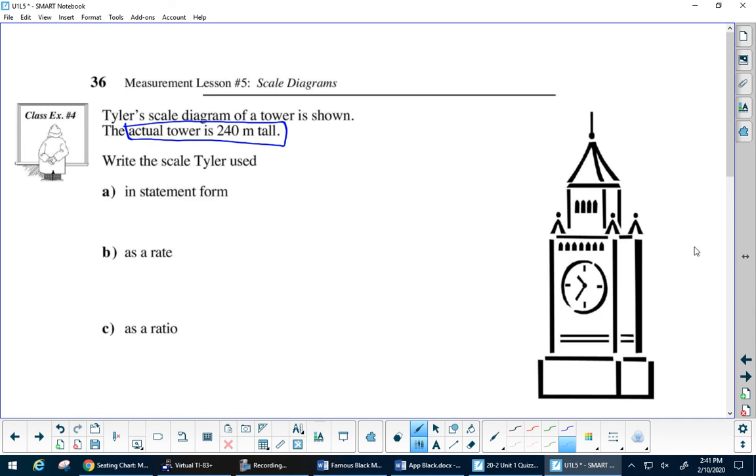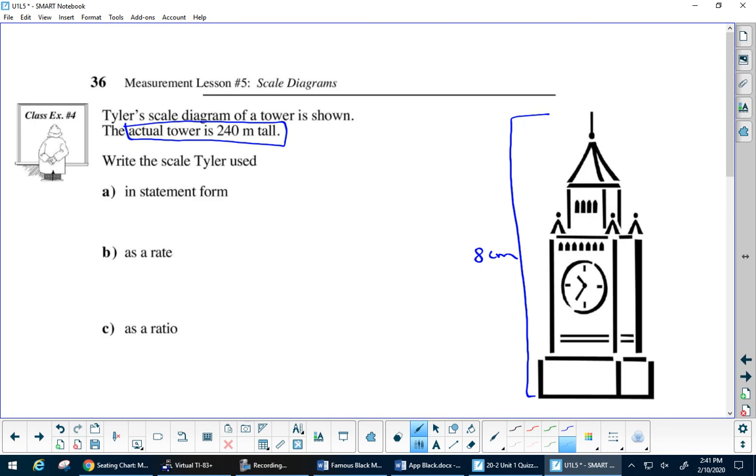Because you think everything's kind of proportional, the clock, everything, it's all proportional. They use some sort of scale to draw this. How are we supposed to find that out? You'd have to get a ruler to actually find out how tall this is in the picture. It's 8 centimeters tall.